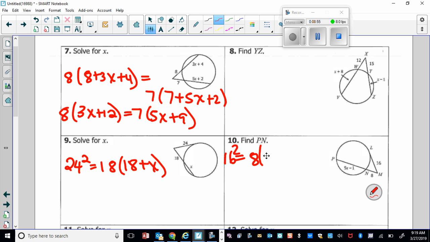Outside is 8. The whole thing is 5x minus 1 plus 8 gives you 5x plus 7, right? Because negative 1 plus 8 is 7. So then just solving it, okay? So I'm just going to stop right here because everything else is just algebraically solving the problem.